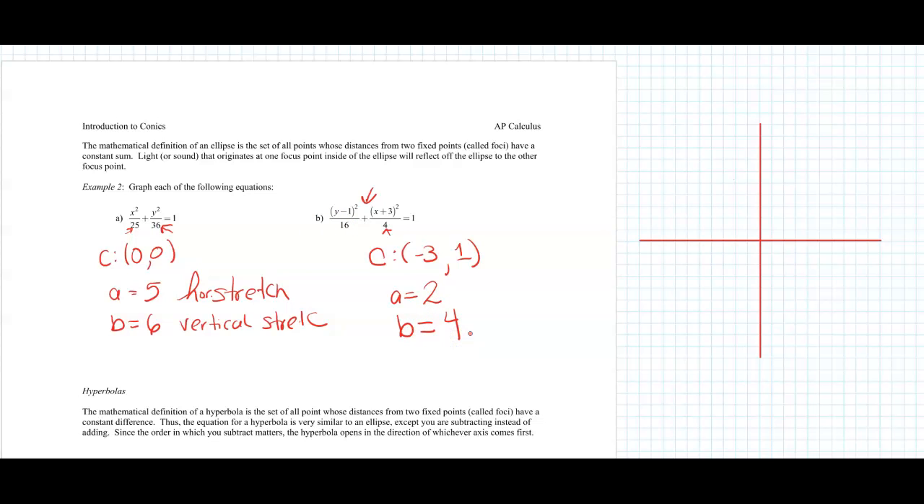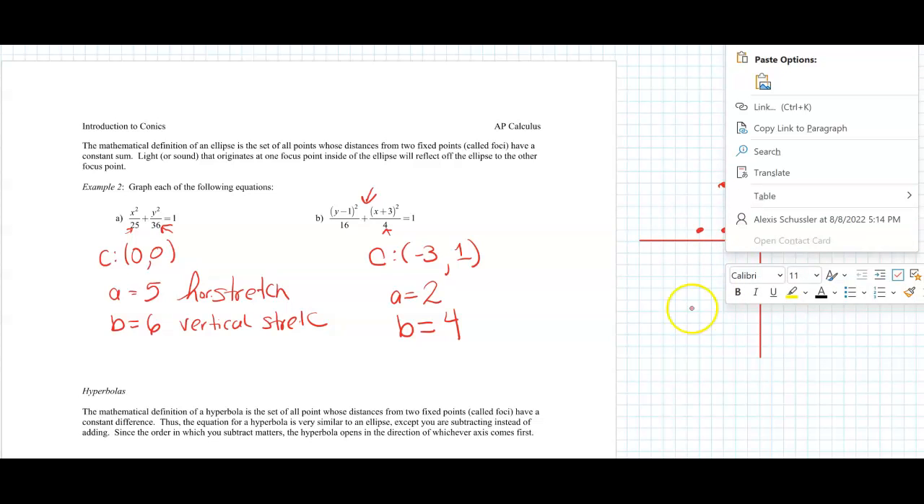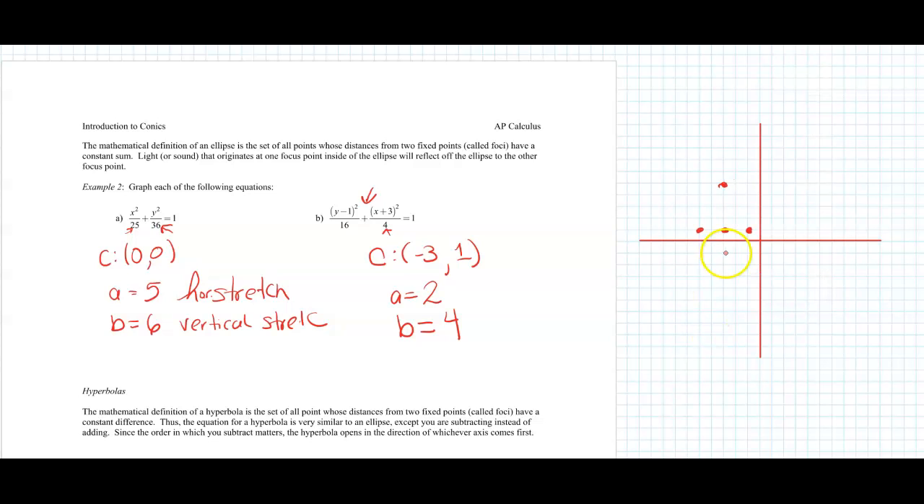So all in all, let's go graph this. I've got my center at -3, 1. And then I've got A, which is my horizontal stretch, is 2. So 1, 2. 1, 2. And then my B is 4. 1, 2, 3, 4. 1, 2, 3, 4. And then I connect the dots the best I can, and I call it a day. Ta-da! We graphed ellipses.